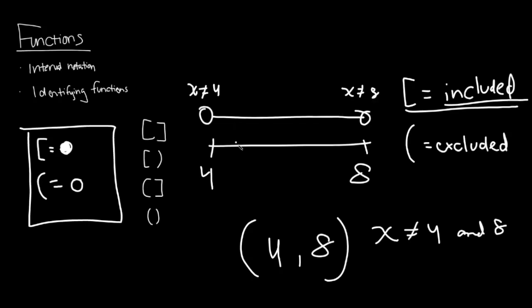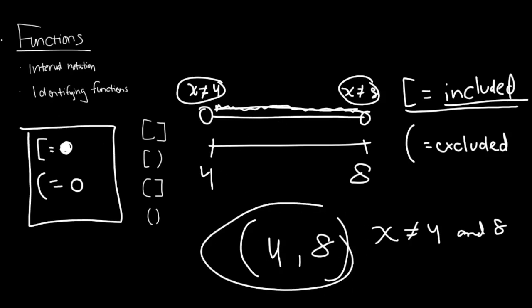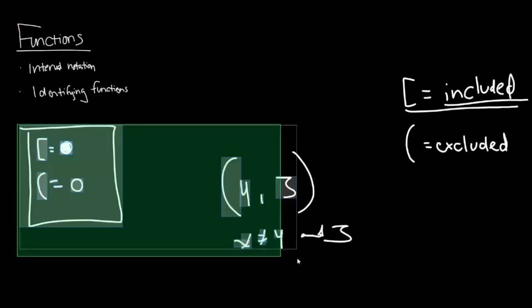So what does that mean? Can x just not be any value? No, x can still be a value. x can be any value above 4 and below 8. So it can be anything in between those two numbers. It just can't be 4 or 8. That's what it means to exclude. So that's what interval notations are.